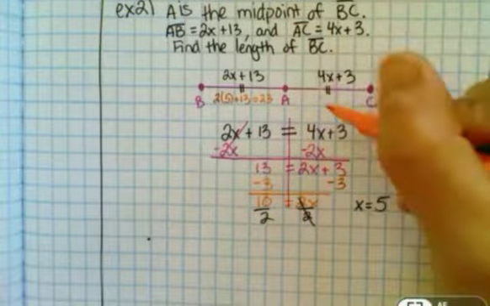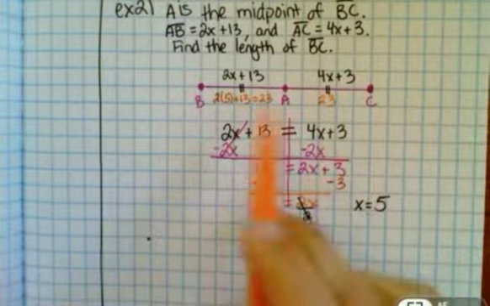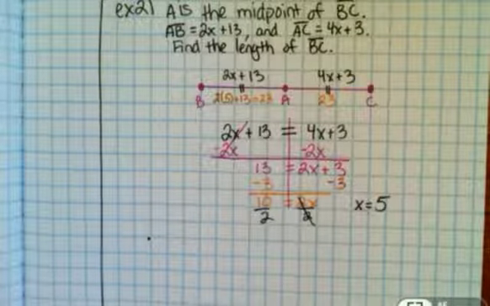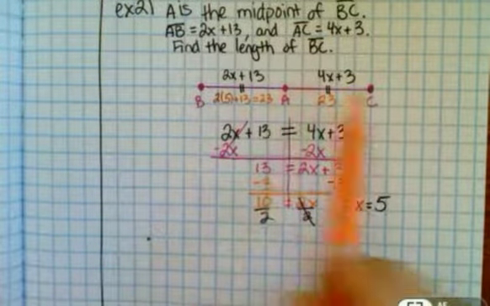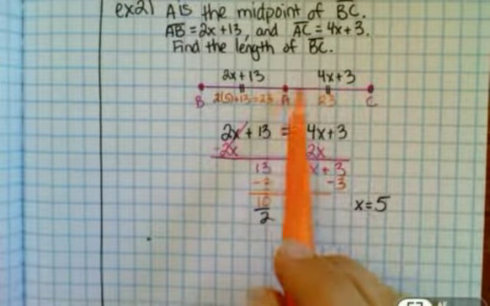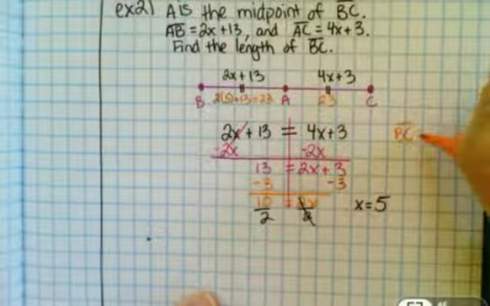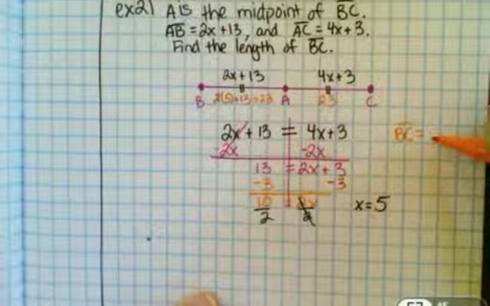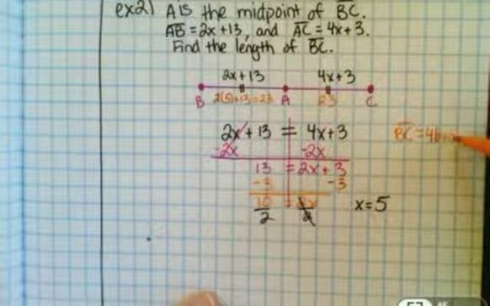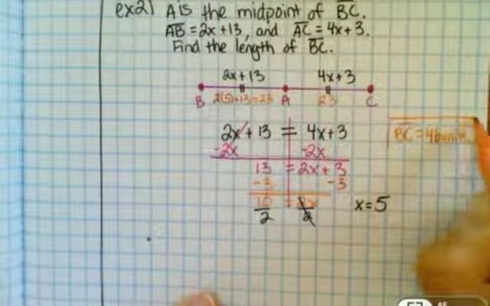this segment also has to be 23. It has to be because they're congruent. So it's asking for the length of BC, so we've got 23 and 23 more. So the length of BC equals 23 plus 23, which is 46 units. And that's our answer.